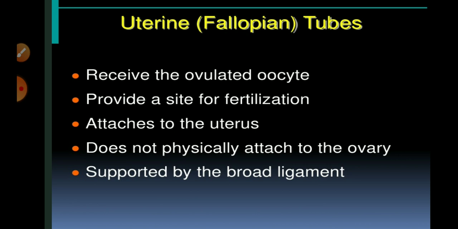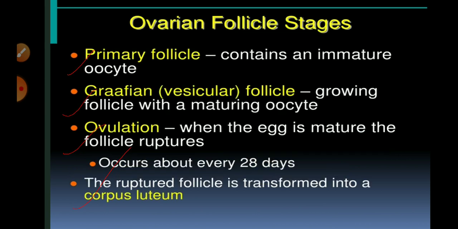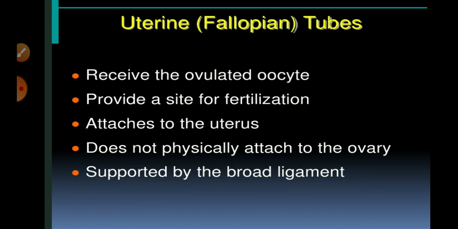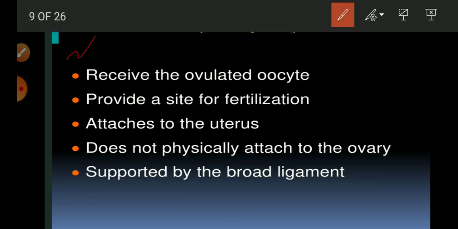So now the uterine tubes. After the ovaries, this is the second main organ of the reproductive system. These tubes are called uterine tubes, and are called fallopian tubes as well, and they receive ovulated oocytes. Oocyte means the egg after ovulation, when it is released from the ruptured follicle.